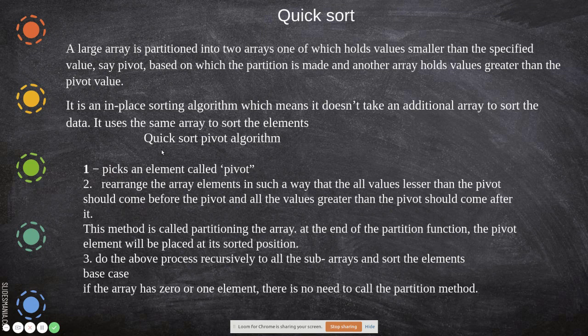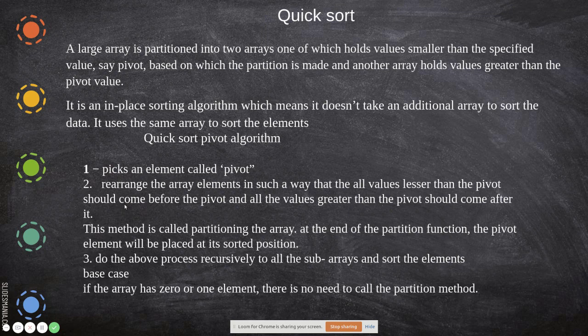Here, the short pivot algorithm is: pick an element called pivot. Rearrange the array elements in such a way that all values lesser than the pivot come before the pivot, that is, to the left-hand side, and all the values greater than the pivot come after it. This method is called partitioning of the array. At the end of the partition function, the pivot element will be placed in its correct position.